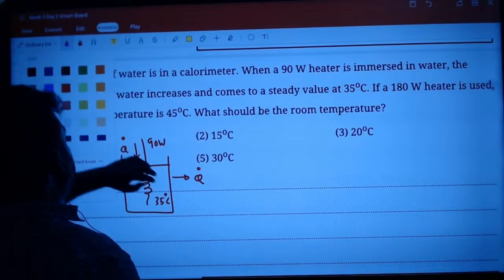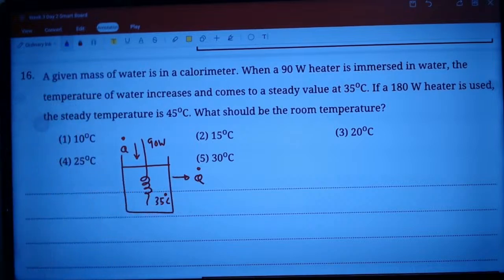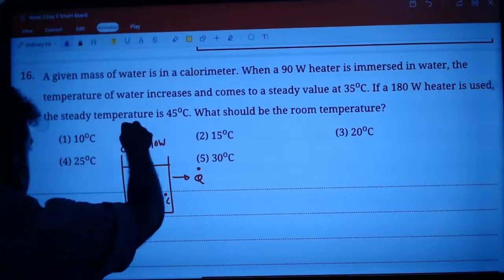Write a small sentence. When the temperature of the beaker becomes constant when heating, that means the rate at which heat is supplied and lost are both the same.